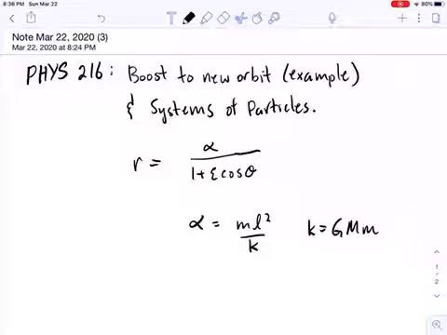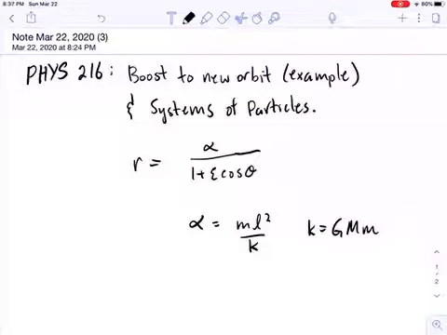The other thing we'll do in this video is start what will be the last major topic in Physics 216, and that will be the behaviors of systems of particles. So what happens if we have a collection of particles rather than just treating single objects as point-like particles? Okay, but let's start with this example.